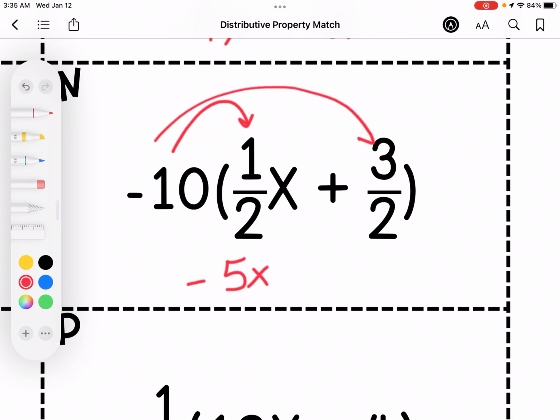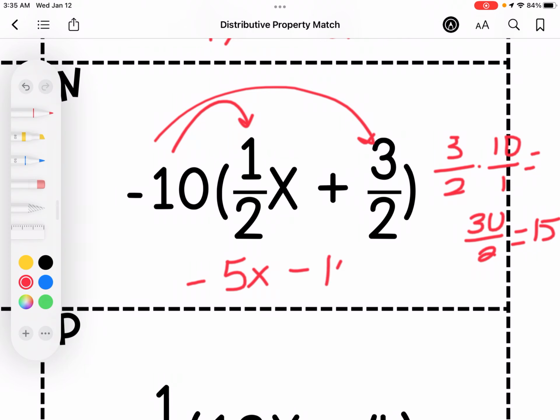And then I've got 10 times 3 halves. So I've got 3 halves times 10 over 1. So that's 30 divided by 2, which would be 15, and it's going to be negative, so minus 15.